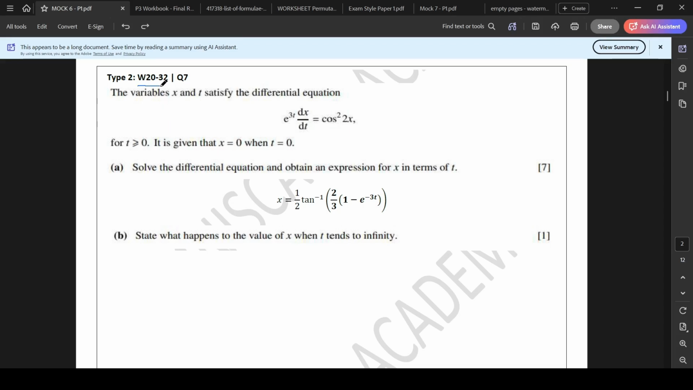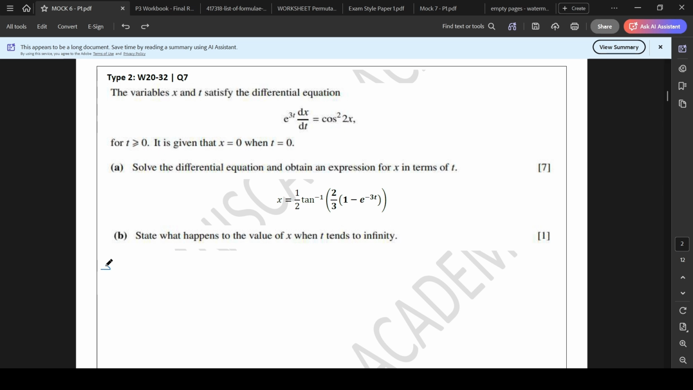This question is coming from October 20, paper 3, variant 2, and this is the seventh question of the paper. We are given a differential equation, and it's given that t has to be greater than or equal to 0, and we have to use this information that x equals 0 when t equals 0 to find the integration constant. And the first part is asking you to solve this differential equation and get it into this format.